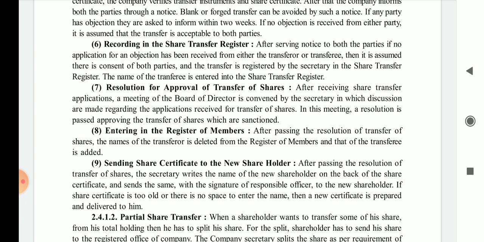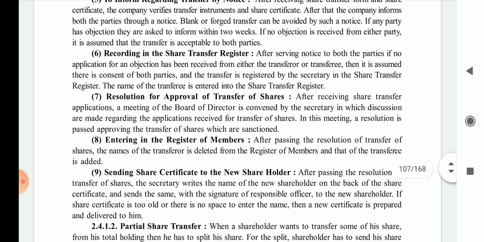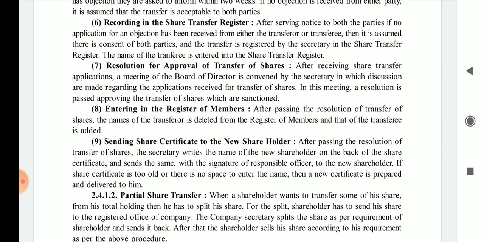After receiving the share transfer application, the company secretary arranges a specific board of directors meeting, and the whole procedure and all the discussion concerning it take place in this meeting. In this meeting, a resolution is passed approving the transfer of the shares, which are sanctioned. The whole discussion should be held, and then the approval of the transfer of the shares is sanctioned.